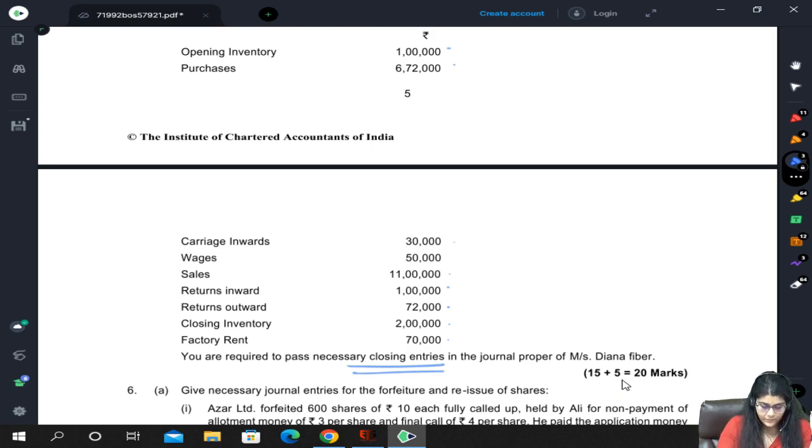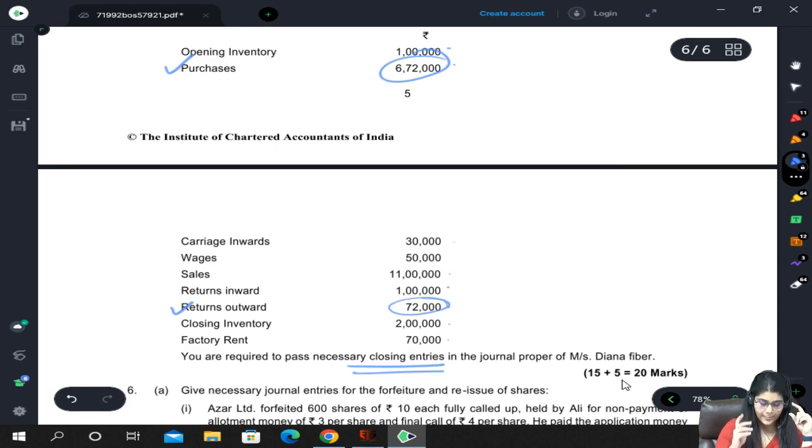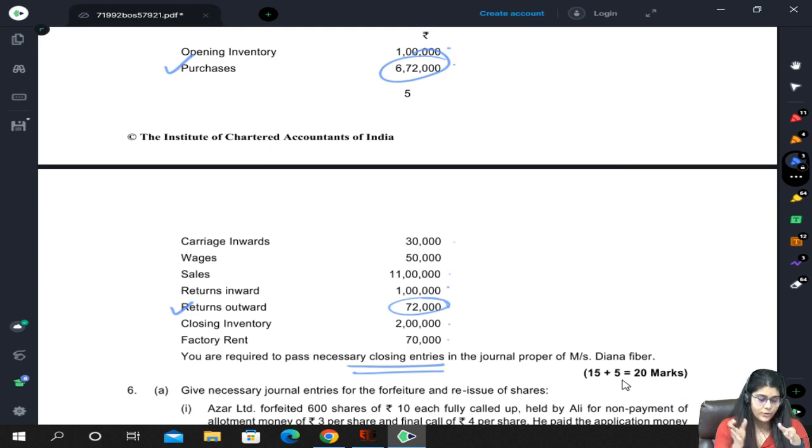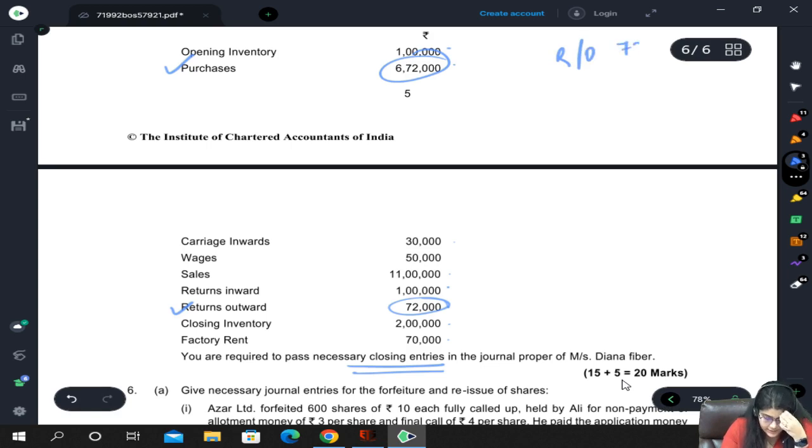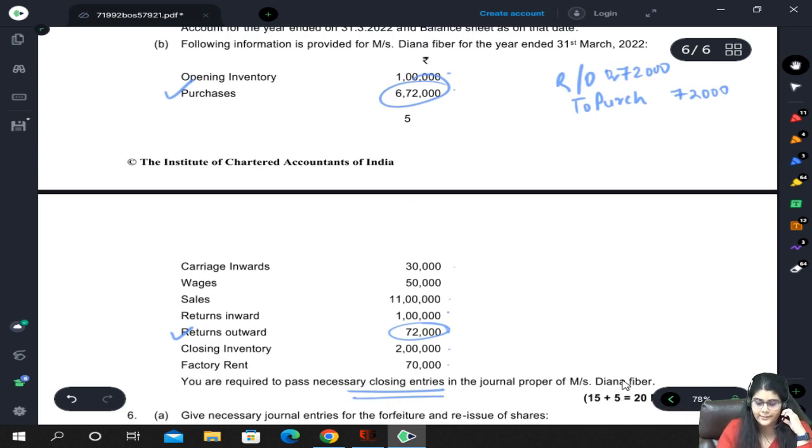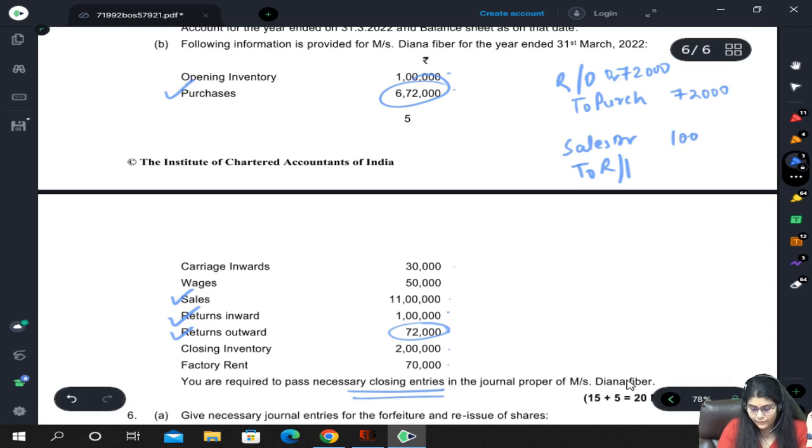Now, first of all, purchases and return outward. These should be netted out. How? We will transfer the returns outward balance to the purchases account balance. Okay, so that will give us return outward 72,000 debit to purchases. Of course, we know return outwards has a credit balance, so we will debit the account. Next, we will do the same for sales and return inward. This time, we will do sales debit to return inwards because return inwards has a debit balance. So, this will be of 1 lakh.